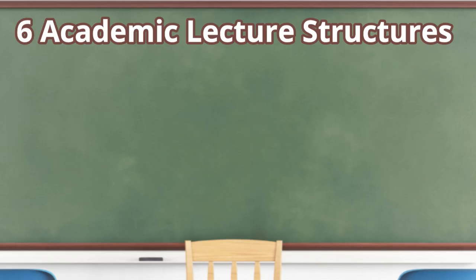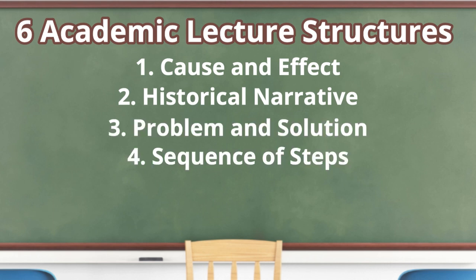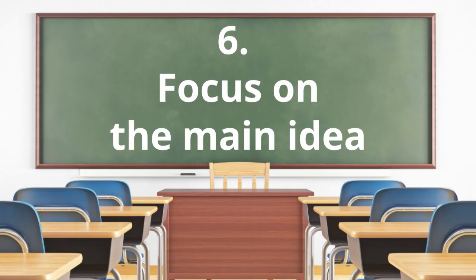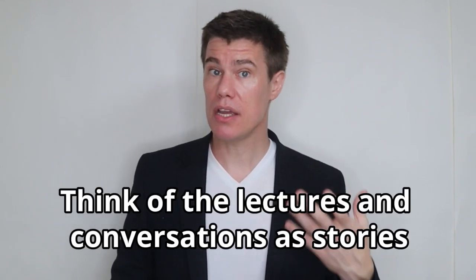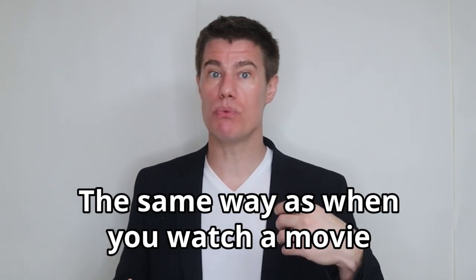Academic lectures are typically organized based on 6 different structures: cause and effect, historical narrative, problem and solution, sequence of steps, compare and contrast, and category with specific examples. Practice examples of these questions so that you can know these structures and what is required to answer correctly. Focus on the main idea. Don't try to understand everything in the listening section. Think of the lectures and conversations as stories, the same way as when you would watch a movie.